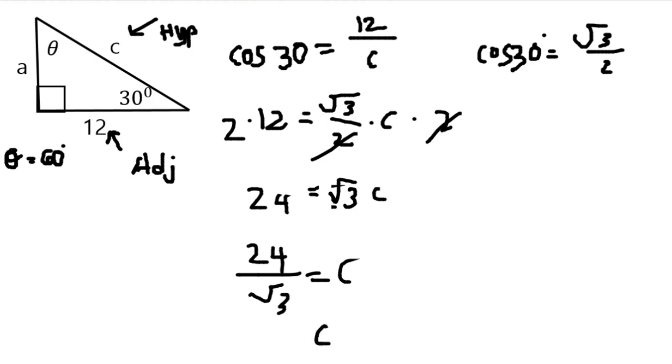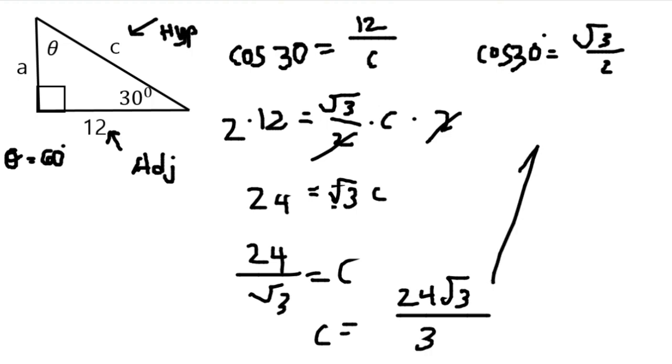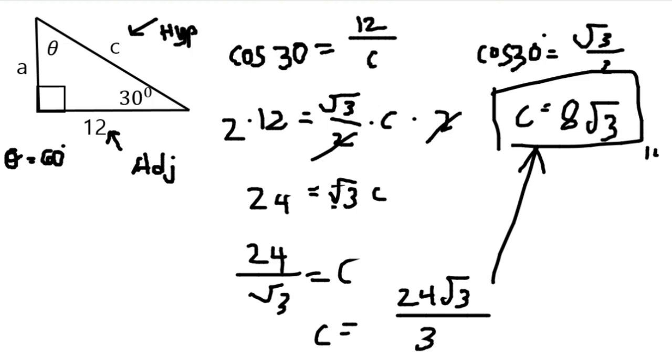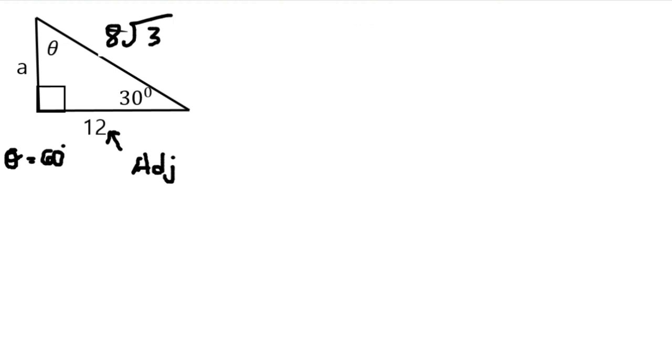Now we can rationalize the denominator. So we will get 24 divided by 3, and we get this. Okay, 24 divided by 3 is going to be 8. So the length of our hypotenuse is 8 root 3. That is our longest side, the longest length in the right triangle. It's the hypotenuse. Now, how can we solve A?